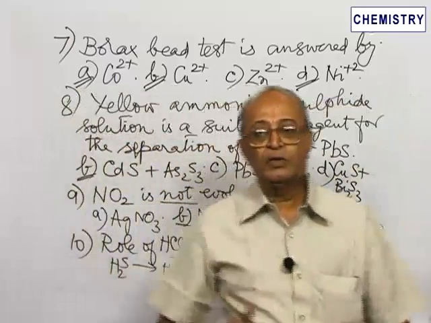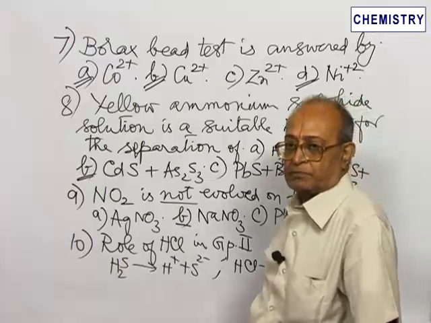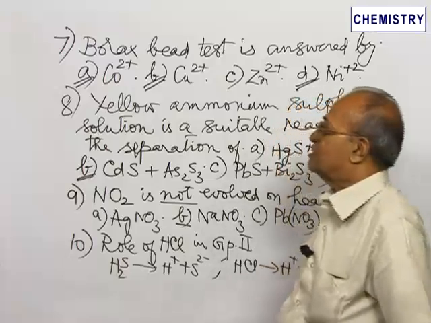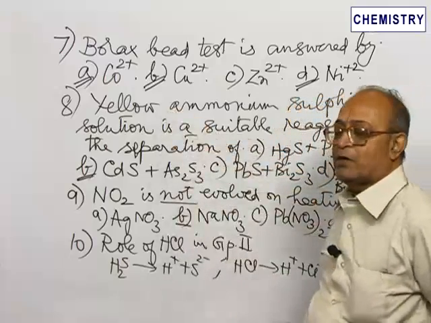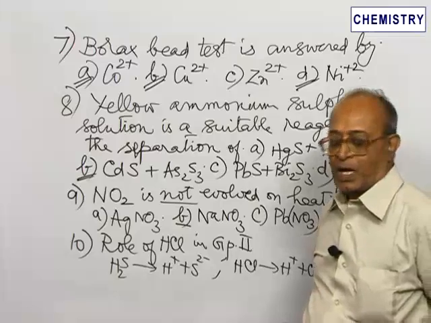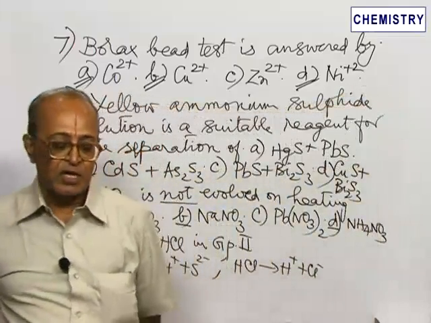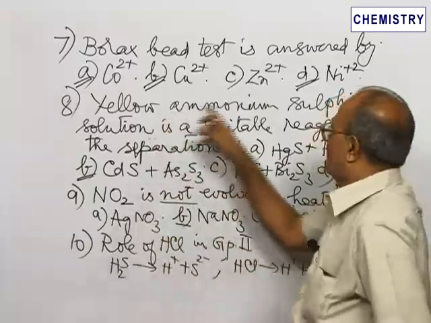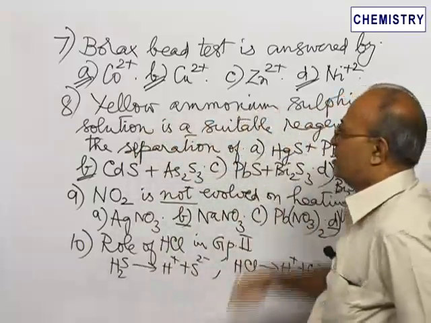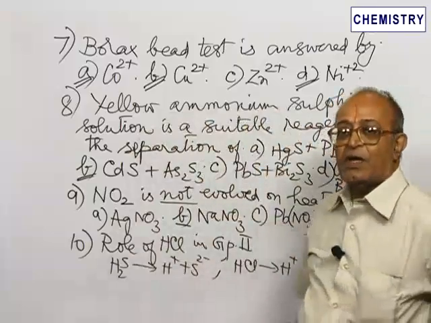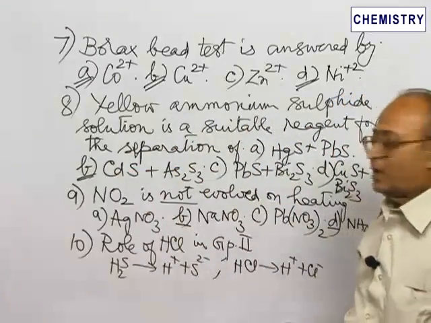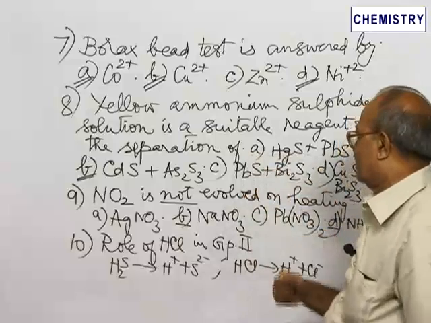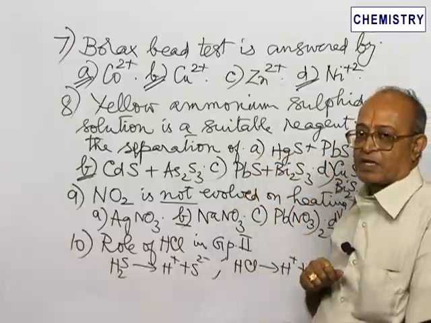For separating 2A and 2B basic radical ions, we use a reagent which is yellow ammonium sulfide. Now addition of yellow ammonium sulfide is based on the solubility of the sulfides. So yellow ammonium sulfide solution is a suitable reagent for the separation of group 2A and 2B. Now let us consider the various possibilities. 4 pairs of sulfides are given, HgS and PbS.